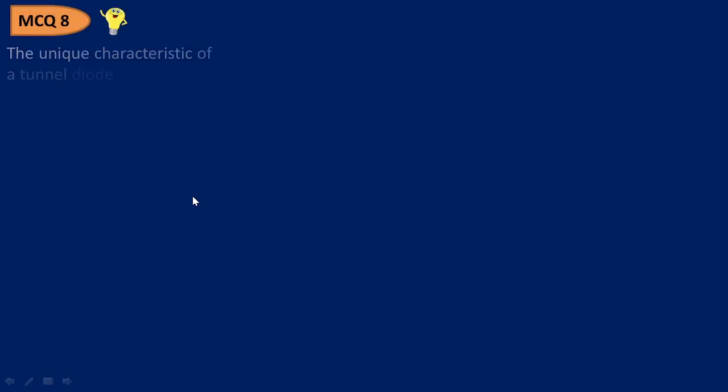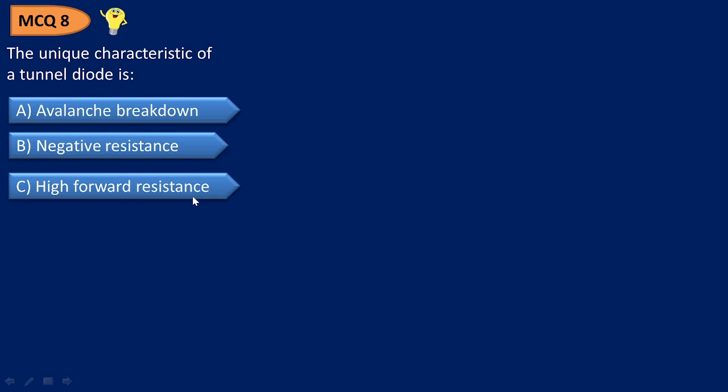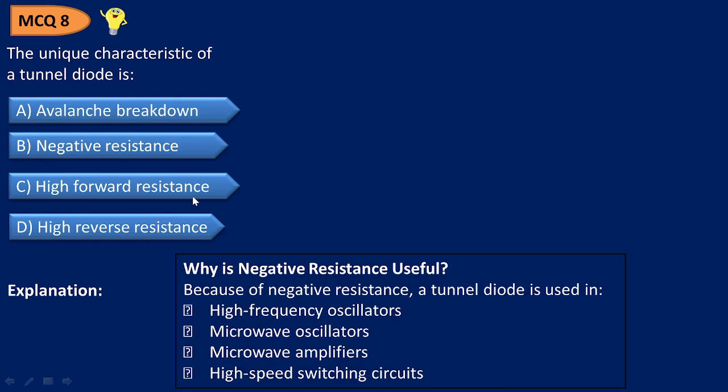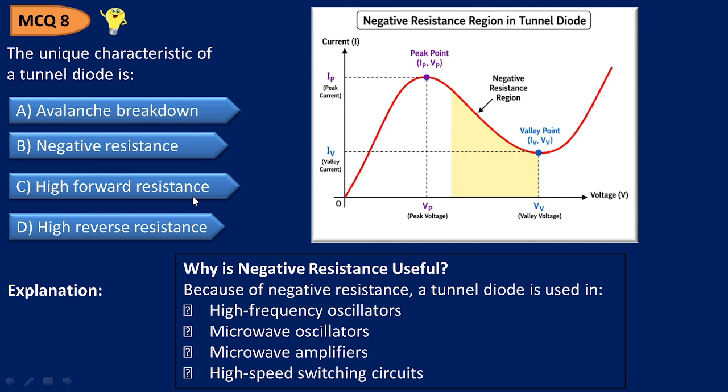Okay, so the 8th MCQ: the unique characteristic of a tunnel diode is avalanche breakdown, negative resistance, high forward resistance, or high reverse resistance. The unique characteristic is negative resistance, because of which a tunnel diode is used in high frequency oscillators, microwave amplifiers, and high speed switching circuits. It works as an oscillator in this region, and in this region, with an increase in voltage, the current decreases. So the correct option is B.